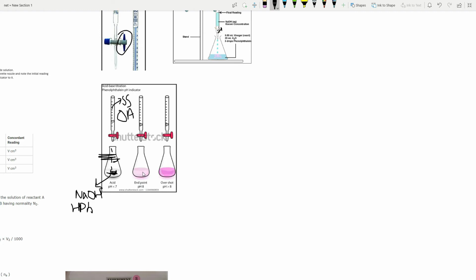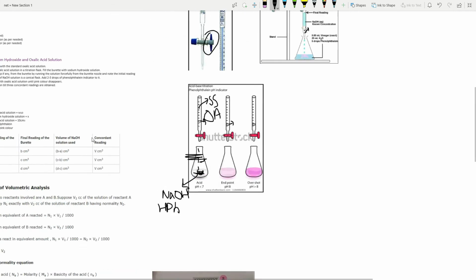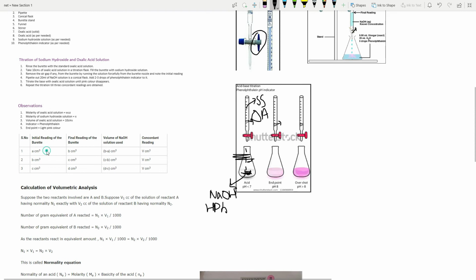If you do not stop, it will become a dark color, and that will not give you the exact value in the reaction. So you need to understand that whenever the light pink occurs, you note down the reading. You note the initial reading and the final reading, and you need to make a chart. Write initial reading, final reading, and then subtract, and you'll get the volume of NaOH.